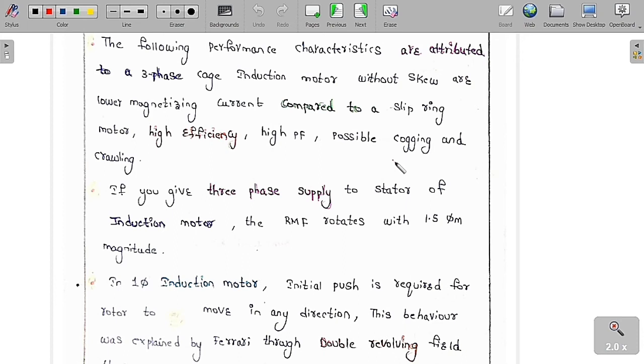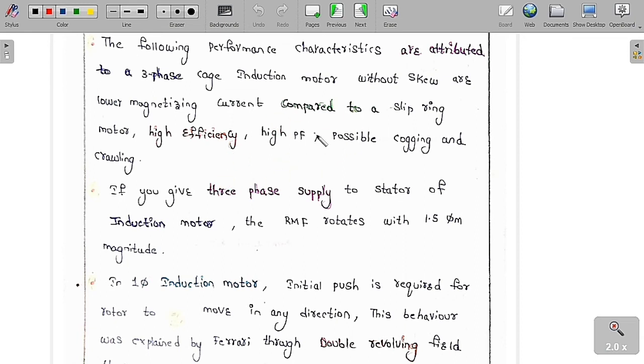If you go for skewing, yes, there is no cogging and crawling. If you are not skewing, then definitely cogging and crawling are possible. Also, if you go for skewing, I already told you, with the help of skewing, the efficiency decreases. So without skewing, higher efficiency. With skewing, the power factor also decreases. So without skewing, high power factor. And with skewing, we require more magnetizing current. So without skewing, we need lower magnetizing current. These are the things I am trying to tell you.